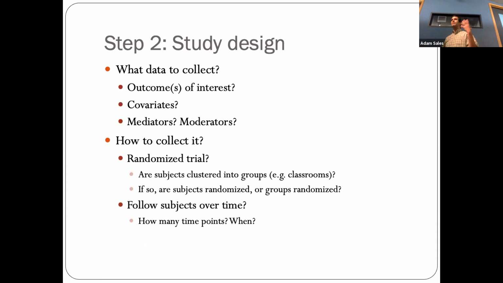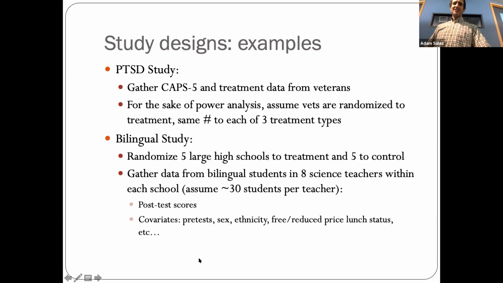And then how are you going to collect it? Are you running a randomized trial or an observational study? Is it a survey, et cetera? In a randomized trial, we'll talk a lot more about this, but who is being randomized and how ends up being important. And then, of course, if you have a longitudinal study, that's important. So here are the examples.